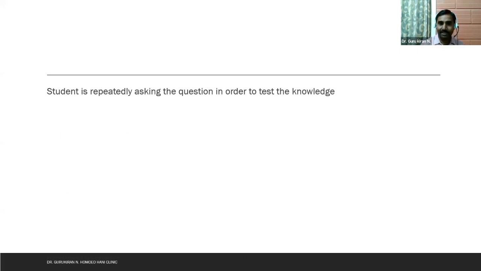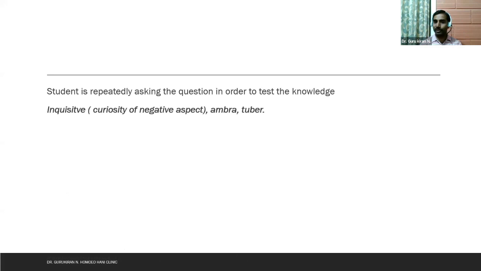Student is repeatedly asking the question in order to test the knowledge of a teacher. How can you consider this? Inquisitive. That is curiosity of negative aspect, not for the positive aspect, but for a negative aspect. That is Ambra and Tuberculinum. The student may be Ambra or Tuberculinum.